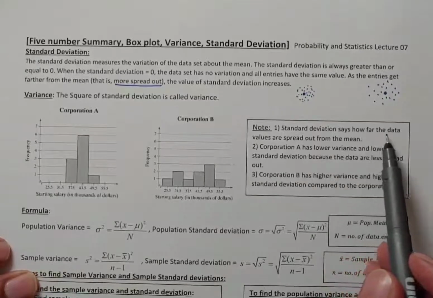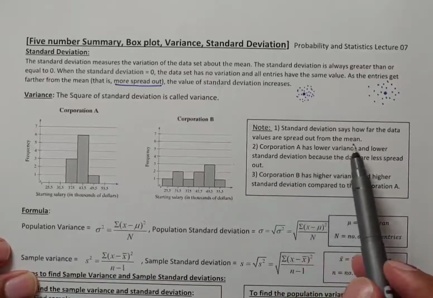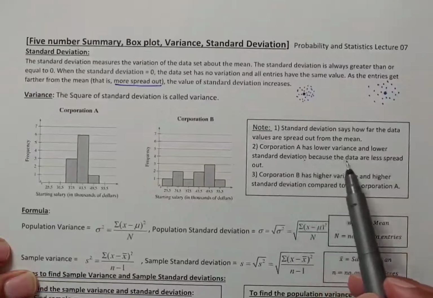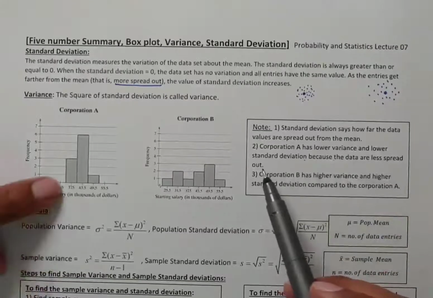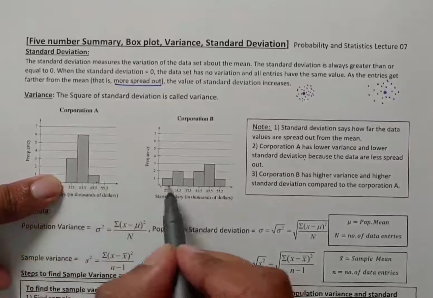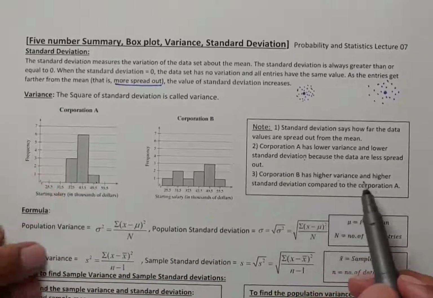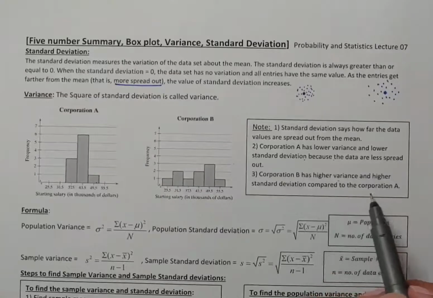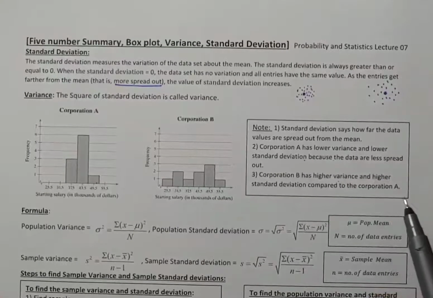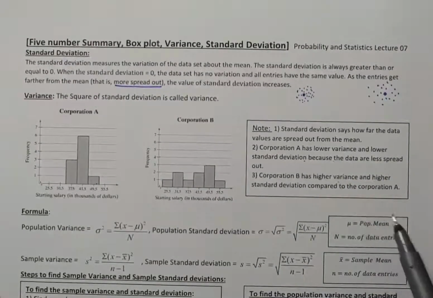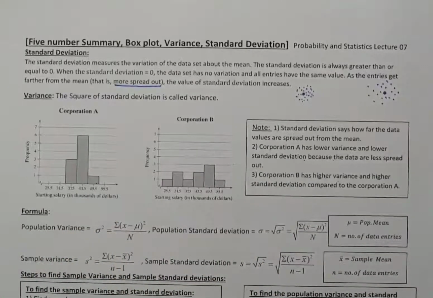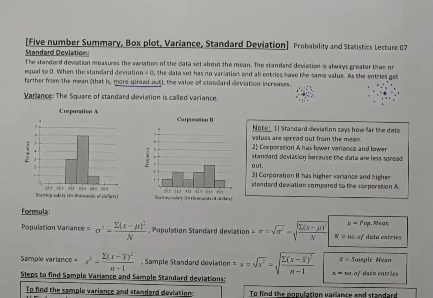The standard deviation says how far the data values are spread out from the mean. Corporation A has a lower variance and lower standard deviation because the data are less spread out here, and this is more spread out. Corporation B has a higher variance and higher standard deviation compared to corporation A. So simply, if the data are more spread out, then the standard deviation is greater, a bigger standard deviation.